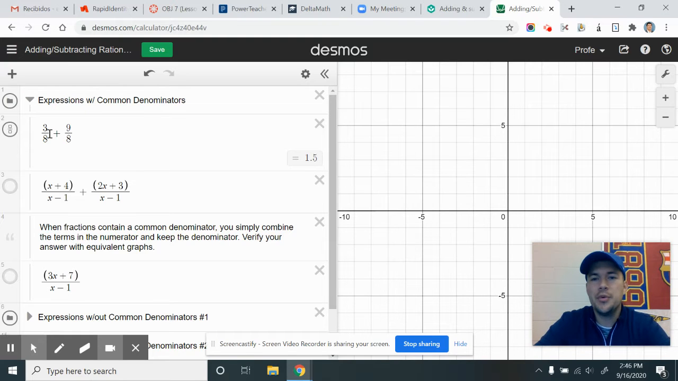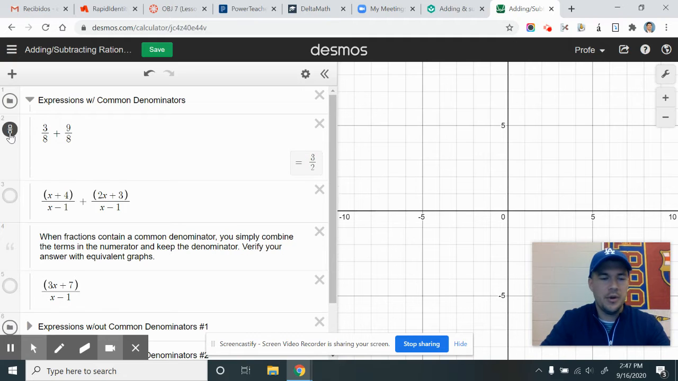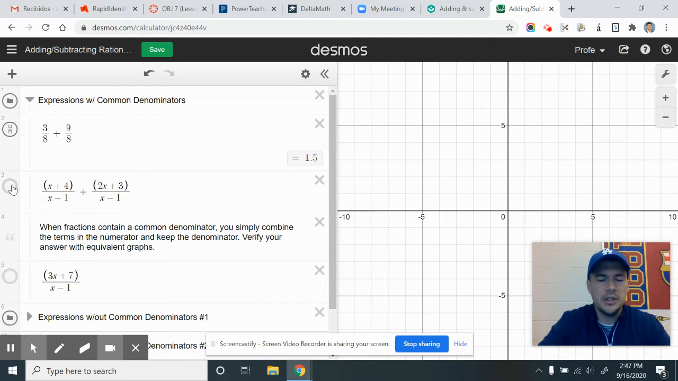So 3/8 plus 9/8. This is a simple problem because we have a common denominator. So when you have a common denominator, you simply combine the numerators and you're done. So 3/8 plus 9/8 would be the same as 12/8, which is 1.5 or 3/2. But let's get to the good stuff.